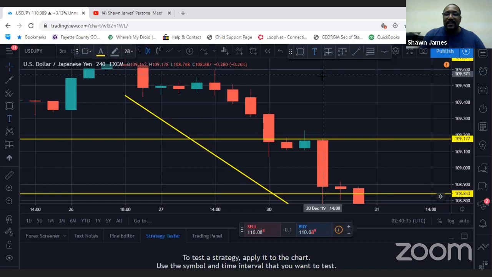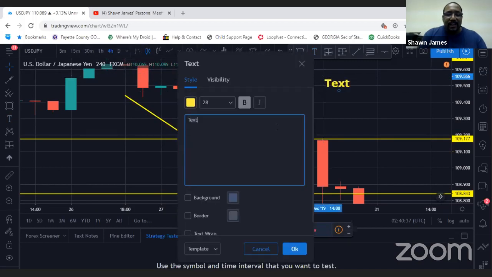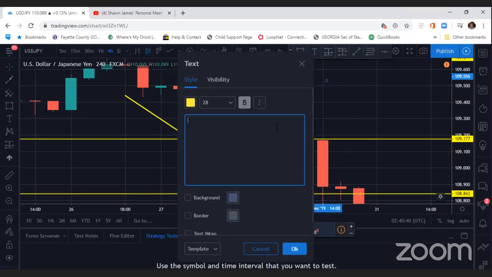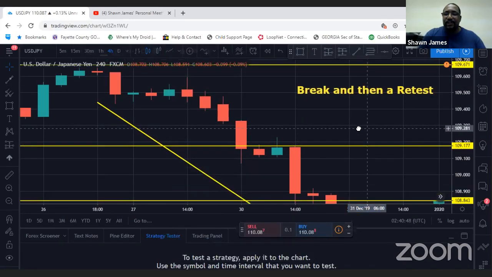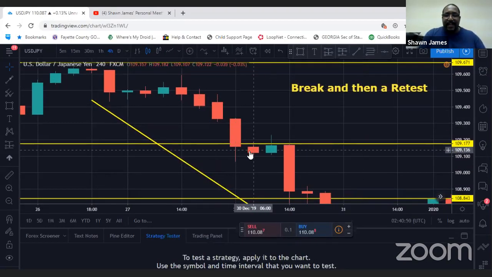It's going to do a break and then a retest. Okay. That's what it's going to do. It's going to break. Then it starts to test it. It's trying to see, is this floor really sturdy? Maybe we might want to break through.